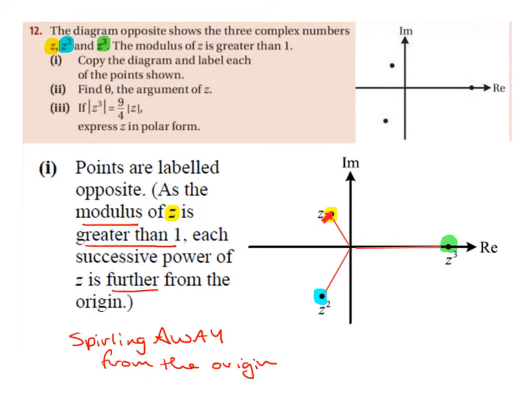And when we are plotting z and looking for the argument, which is the angle that is made with the positive part of the real axis, we always start with the positive part of the real axis and move anti-clockwise. So this is the complex number z. Continuing on anti-clockwise, we get to the complex number z squared, and continuing anti-clockwise, we get to the complex number z cubed. So as you can see, the complex numbers are spiralling away from the origin.